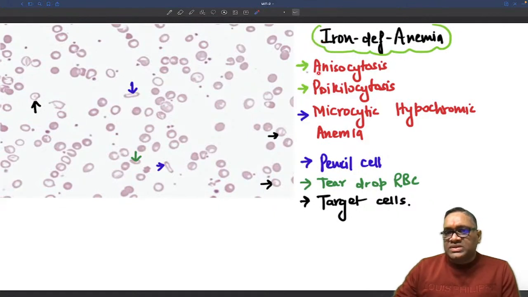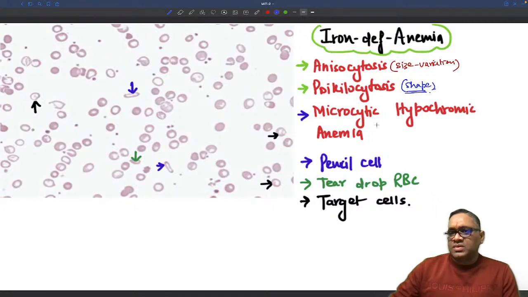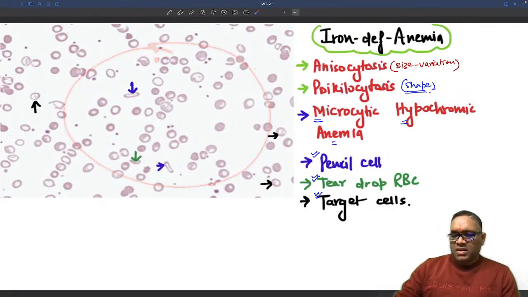Right, so now you can see in iron deficiency anemia, what are the findings you are going to observe? You will see anisocytosis. You can see the size variation will be there, so that is called anisocytosis. Shape variation will be there, so that is called poikilocytosis. So please remember, anisocytosis is size variation, and poikilocytosis is the shape variation, right? Microcytic and hypochromic anemia will be there. Other findings are pencil cells, teardrop RBCs, and target cells. All these are non-specific findings. That is how the iron deficiency anemia picture will be given in the exam. So this is iron deficiency anemia, right?